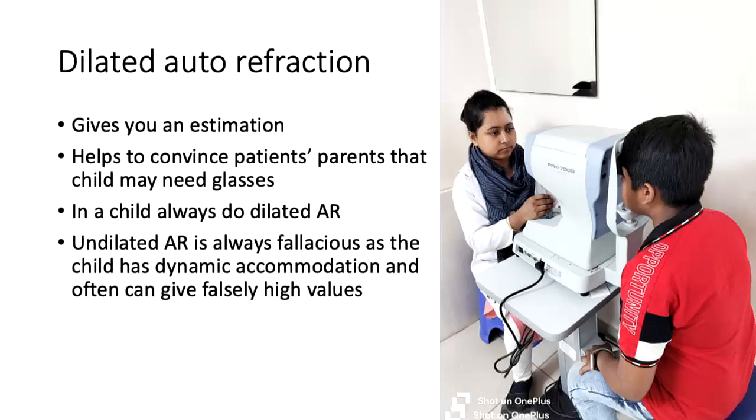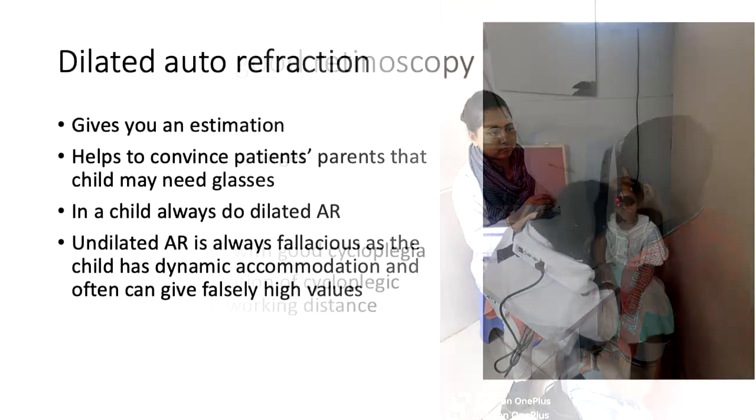Dilated autorefraction is only giving us an estimate. It helps to tell the parents, okay, look, your child has some power, but it doesn't give you the actual power. The actual power should come from a retinoscopy. The undilated AR should never be done because it is fallacious: the child has a very strong accommodation and it will give us false high values.